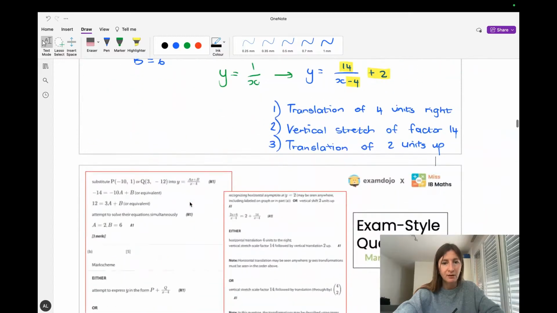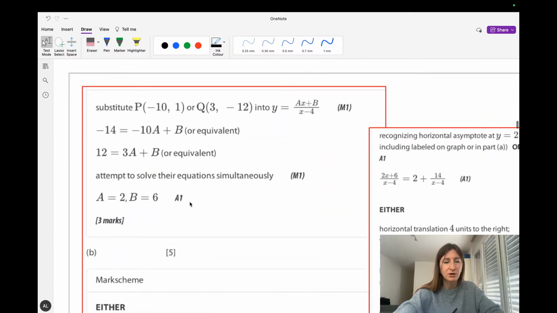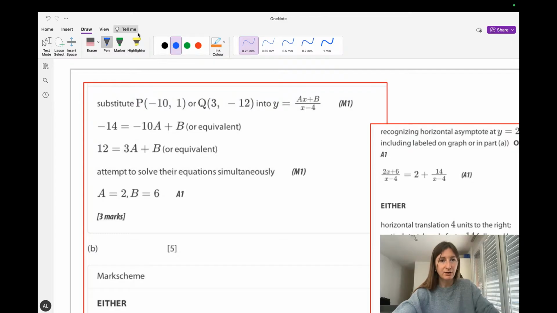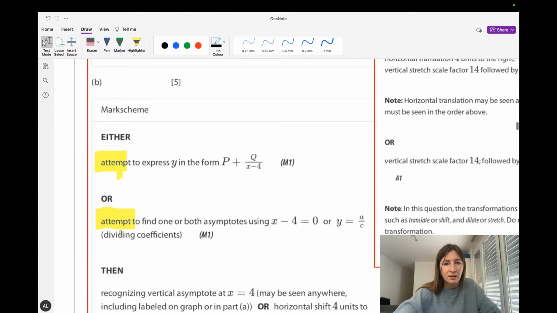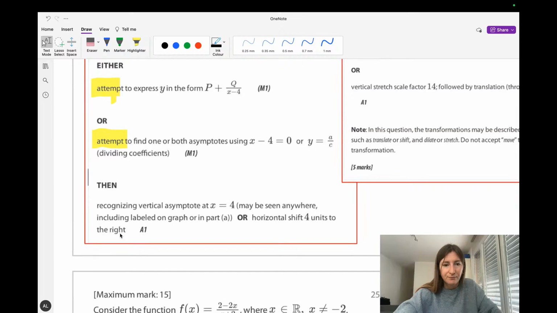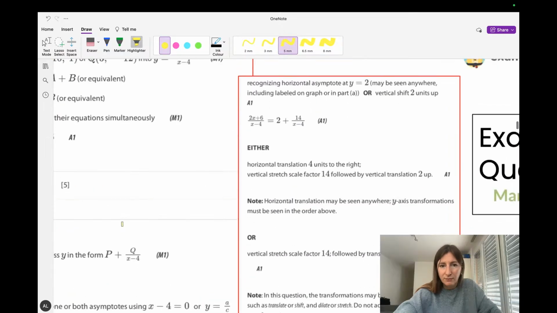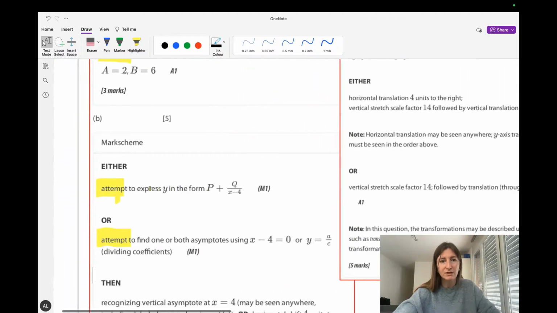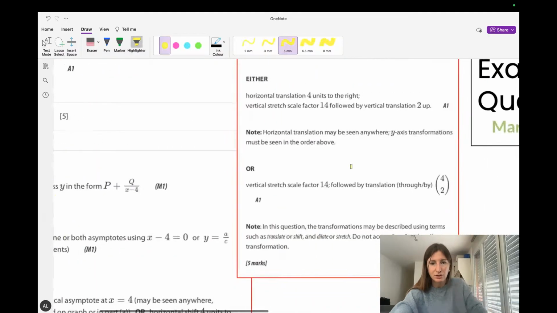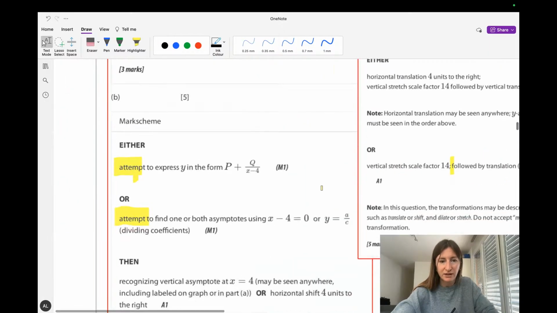Okay. So in the mark scheme, we solved our equation simultaneously. Again, you get marks just for an attempt. So that's really nice. You really show your methods. There were many different ways that you could say these translations. So you could put stretch scale factor 14, and you could write the translation like this. That means 4 units to the right and 2 units up in vector form. That's also fine.